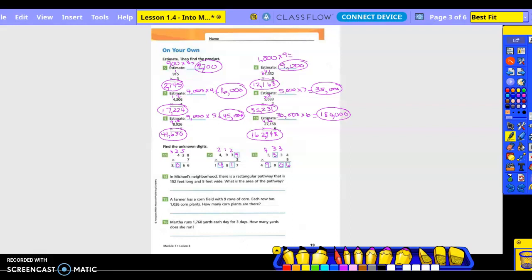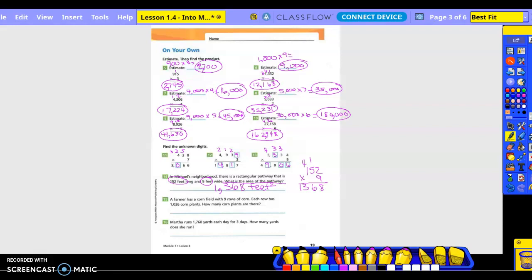Okay, so the numbers we're using are 152 feet, 9 feet, and what we're looking for is the area of the pathway. So, what am I going to do? 152 times 9. So 9 times 2 is 18, carry the 1, 9 times 5 is 45, plus 1 is 46, carry the 4, 9 times 1 is 9, plus 4 is 13. The answer is 1,368 feet squared. Or I could say 1,368 square feet, right? So that's how you label area.